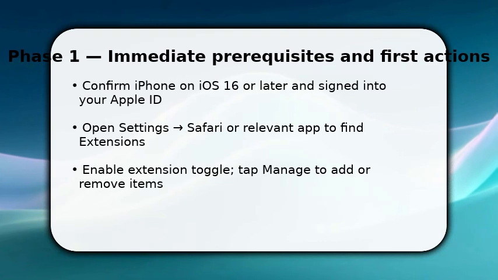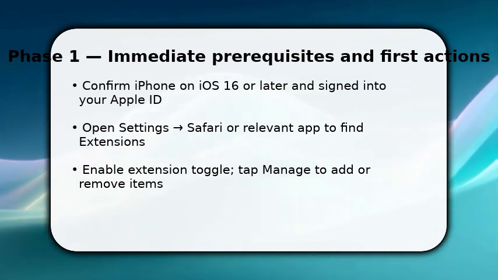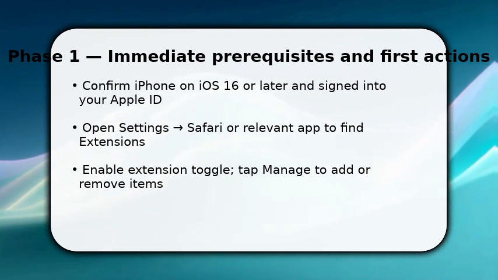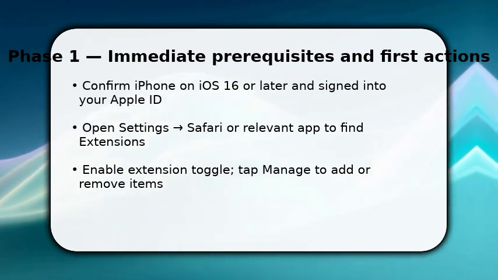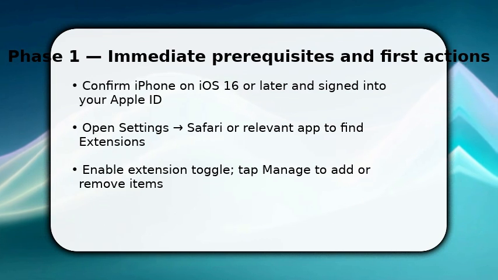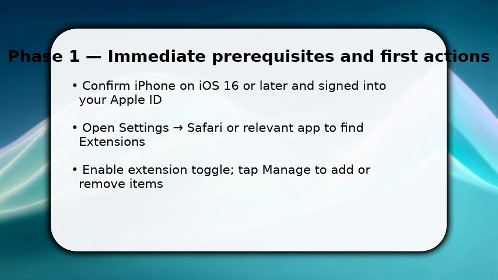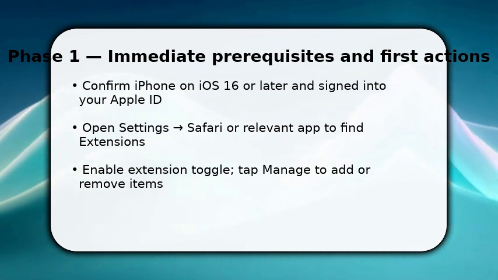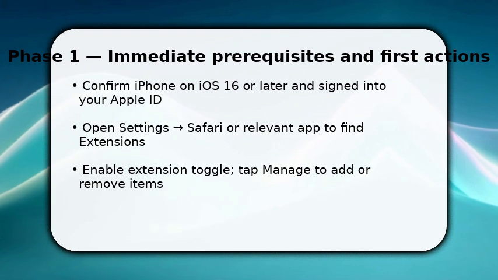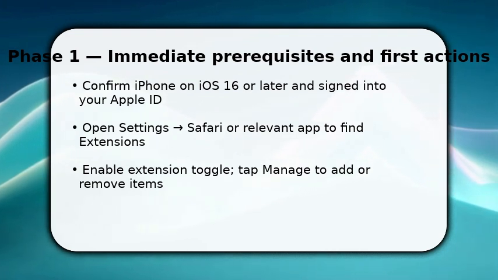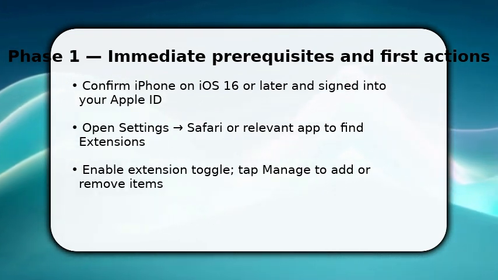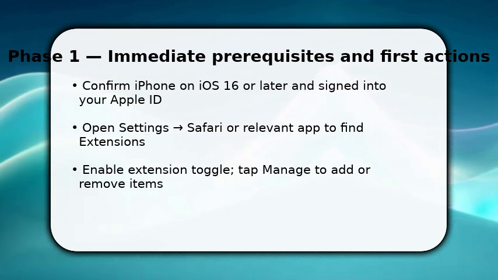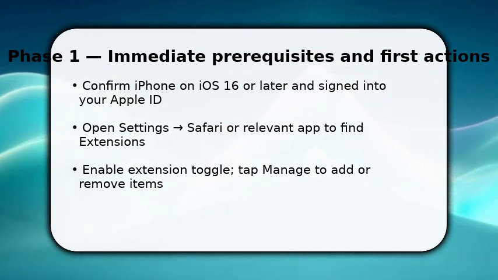You start by confirming your iPhone runs iOS 16 or later and that you're signed into Apple ID. This unlocks extension features. Once done, open Settings, then go to Safari or the app that supports extensions. This is where you control them. Tap Extensions, then enable the main toggle. Make sure to use Manage to add new items from the App Store or remove ones you no longer want. Doing this first avoids permission conflicts later and speeds setup.